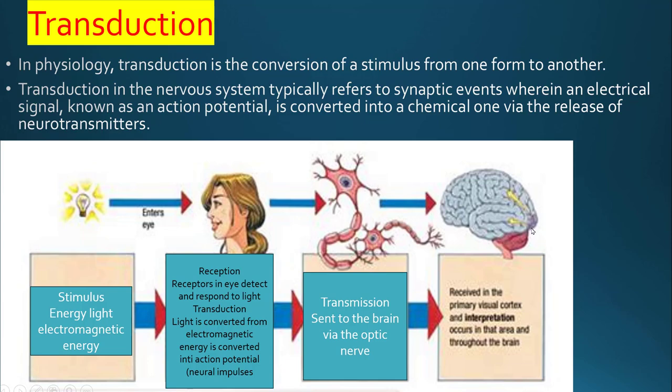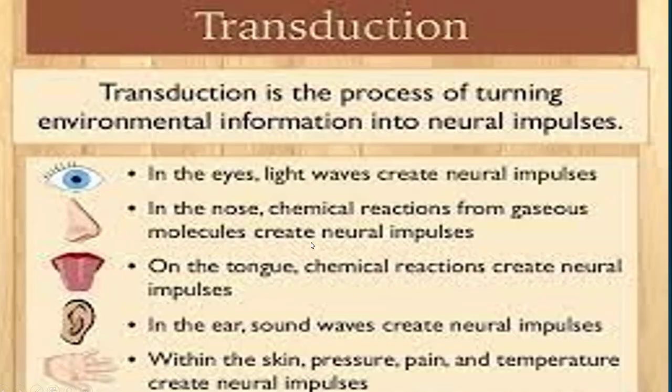In the brain, these impulses are sent to the primary visual cortex, where light energy is transduced into an image of the light emitting source. Transduction is the process of turning environmental information into neural impulses.